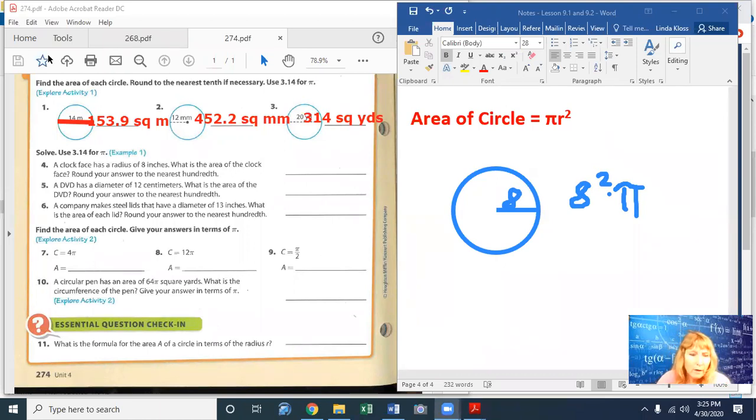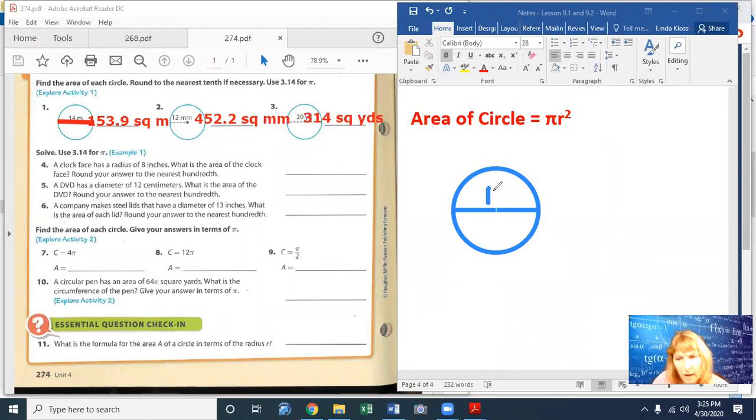Number 5. A DVD has a diameter of 12 centimeters. What is the area of the DVD? Round your answer to the nearest hundredth. Okay, so we're going to erase this one, and we're going to erase that. Now they're giving you the whole diameter, so we're going to go across the whole thing. And the whole diameter is 12. So we're going to put that in.